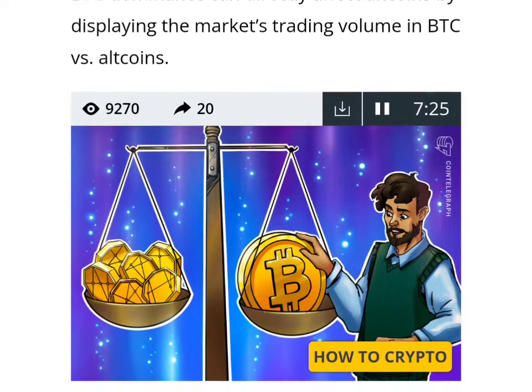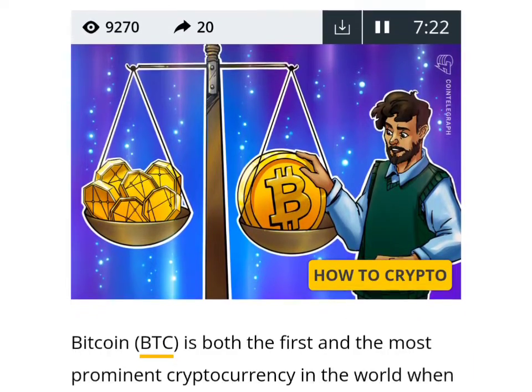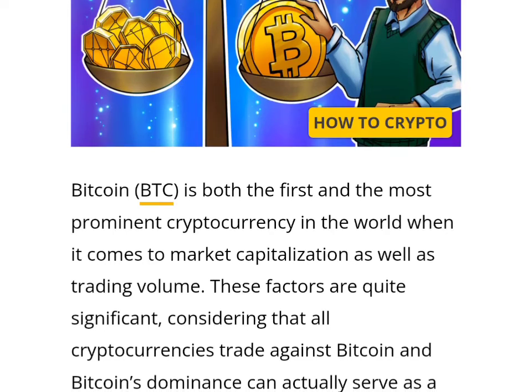How to trade crypto using BTC dominance. Bitcoin, BTC, is both the first and the most prominent cryptocurrency in the world when it comes to market capitalization as well as trading volume.